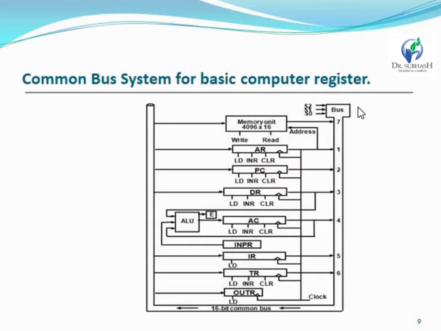We provide three inputs, S0, S1 and S2. Then one is the ALU. What is the ALU? Arithmetic logic unit. Then we use the registers: what is the AR, what is the PC, what is the DR, and then IR and TR. So this is all the functionality of the memory unit. We can directly connect it on the common bus system.